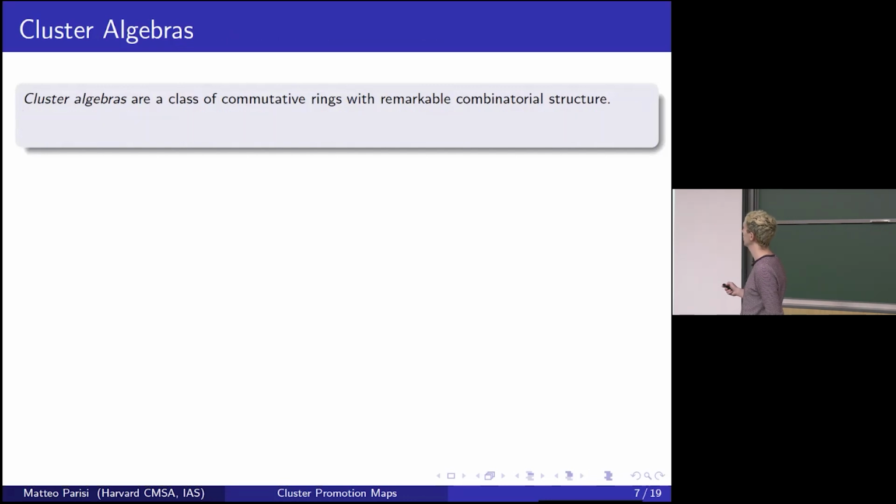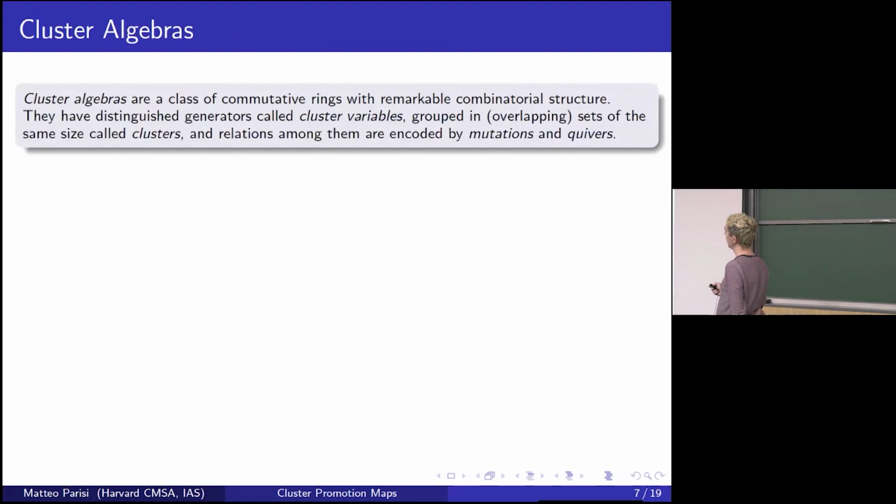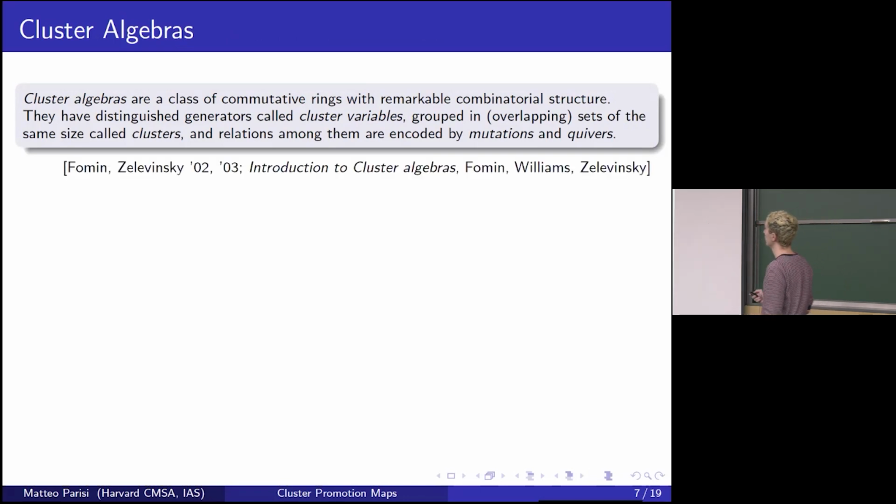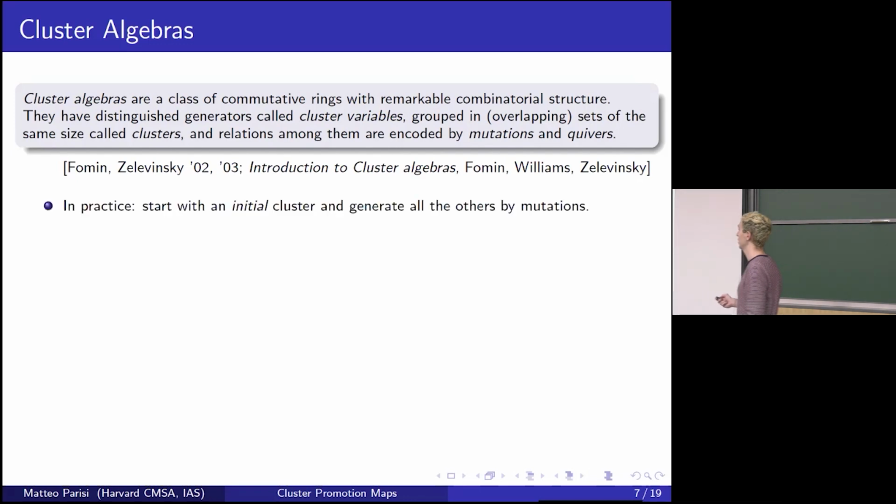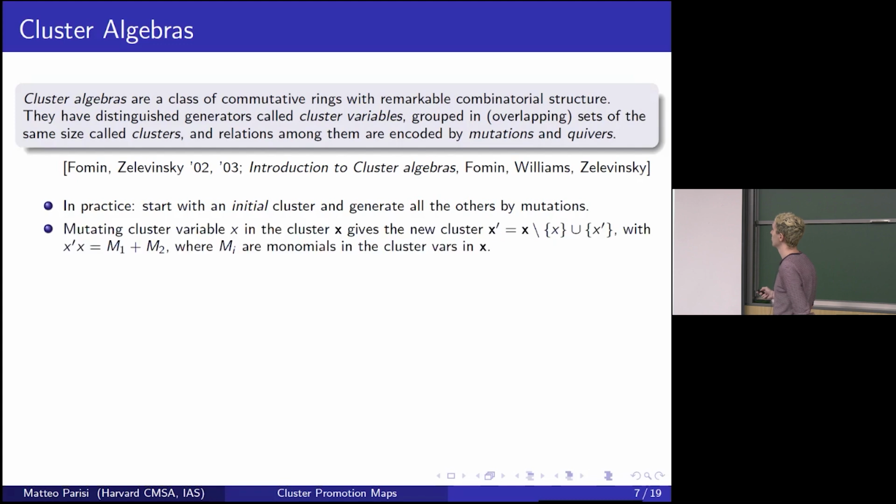So cluster algebras are a class of commutative rings with remarkable combinatorial structure. And they have distinguished generators called cluster variables that are grouped into overlapping sets of the same size called clusters. And there are relations among them that are encoded by mutations and quivers, which are more combinatorial, introduced by Fomin and Zelevinsky in the 2000s. So in practice, you start with an initial cluster, so a set of cluster variables, and you obtain all the other clusters by mutations. So for example, if you start with a cluster bold x, and you want to mutate the cluster variable little x, by doing this, you obtain a new cluster where you remove the old cluster variable and you add the new one, x prime.